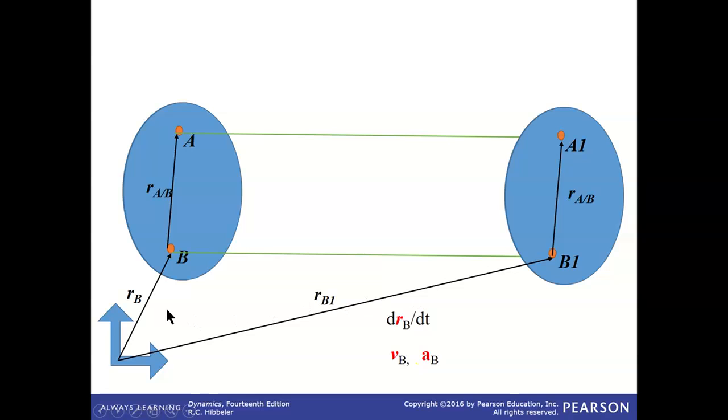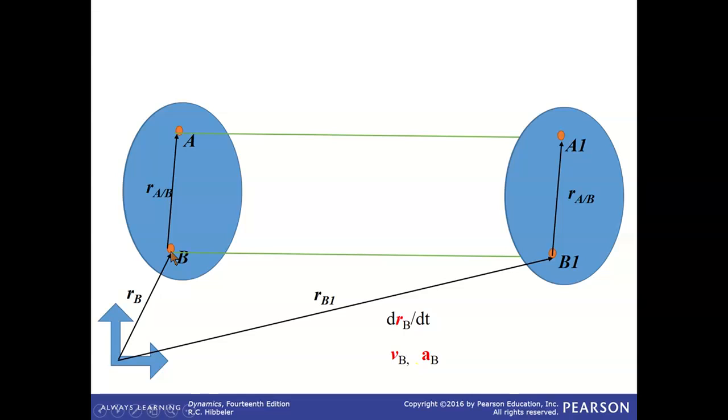So if we know how long it takes for the body to go from left to right, then we can calculate the velocity of point B by taking the rate of change of position vector with respect to time. So when we do dR B by dt, that gives us the velocity of point B. Once we know the velocity of point B, we can also calculate the acceleration of point B by taking the time derivative of velocity. But how about point A? How can we calculate the velocity of point A if we know the velocity of point B?